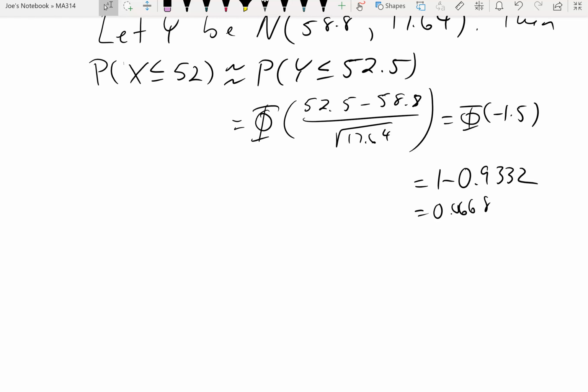All right. Does this idea make sense? Every time you have a problem like this, you're going to adjust it by a half, because we're trying to approximate a discrete distribution with a continuous one. If you think about the histogram bars, we're always going to have some that we miss and some that we gain, so we're trying to make up for that.